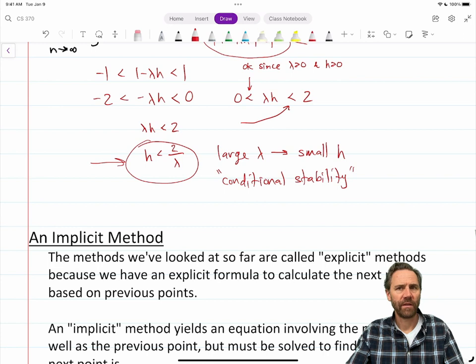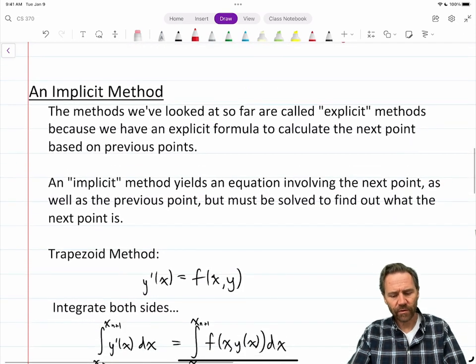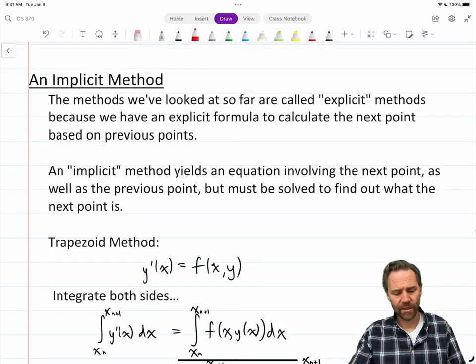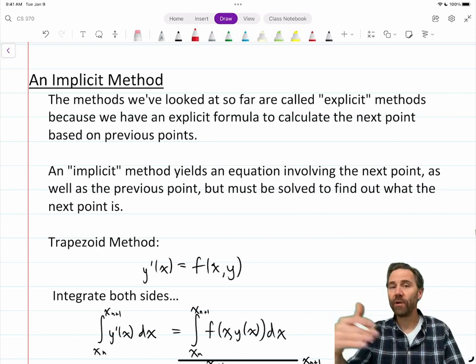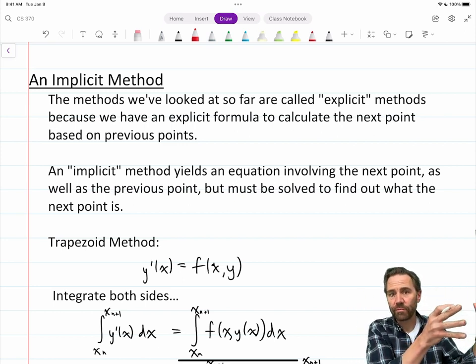Okay, so let's look at a different method. That was Euler's method. Let's look at a different family of methods. The methods we've looked at so far are called explicit methods because we have an explicit formula to calculate the next point based on the previous points. So next point equals something that involves previous stuff that's already been calculated.